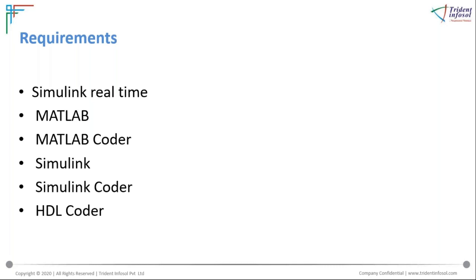And at last, it is HDL coder. HDL coder is required to generate VHDL, or hardware description language, from your Simulink model and run it on the FPGA. So only if an FPGA card is involved, then HDL coder is required. Otherwise, we can go with just the first 5 toolboxes.